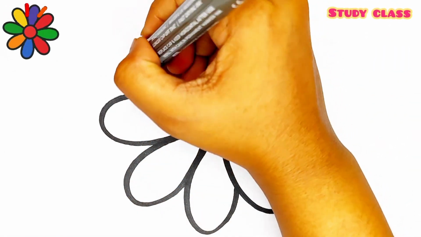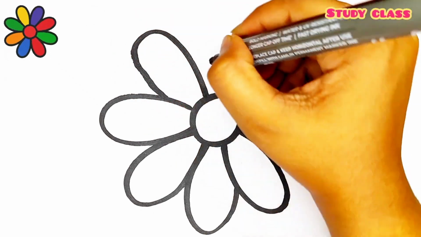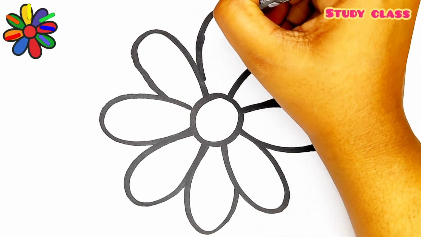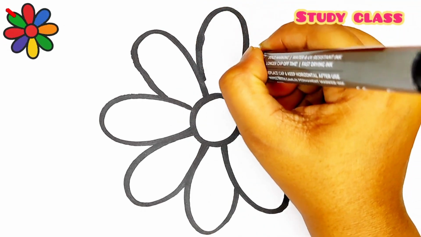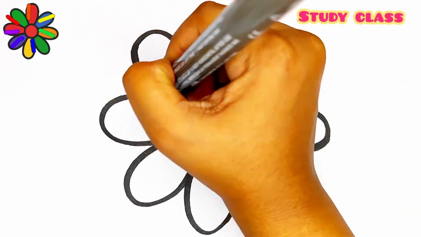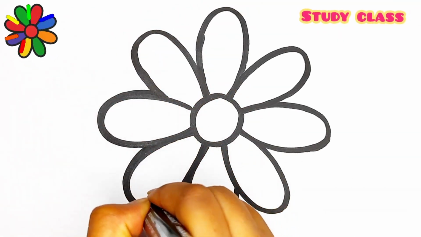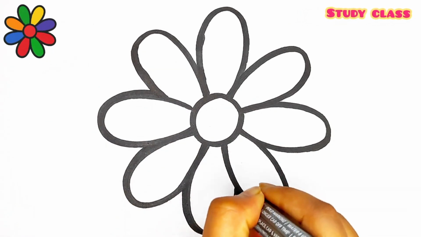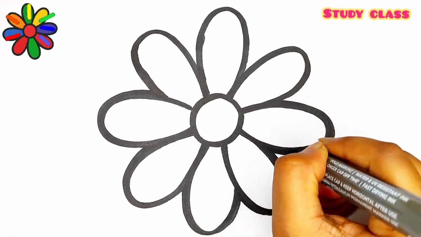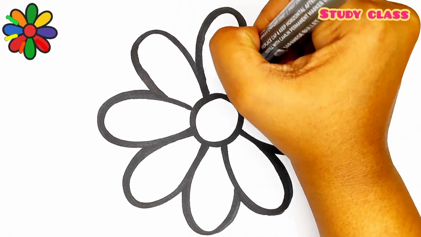The center of a flower is where the pollen lives. Pollen helps flowers make seeds for new plants. Bees and butterflies love to visit flowers for their nectar. The sun helps flowers grow big and strong. Water is also important for flowers to drink.